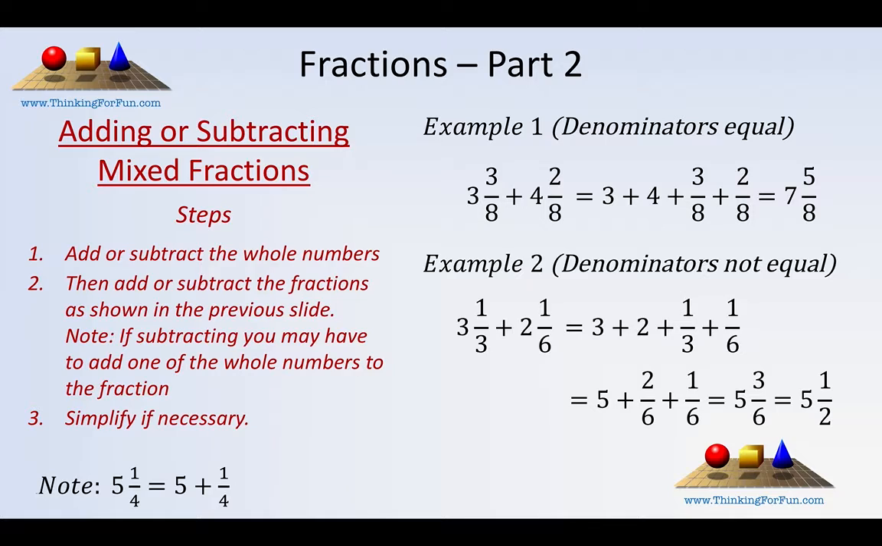Example 2 uses the same method as example 1, only here the fractions to be added together have different denominators. Again, using the same method as example 1, the method discussed in the previous slide for adding fractions with different denominators and then simplifying, the result we arrive at is the answer 5 1/2.